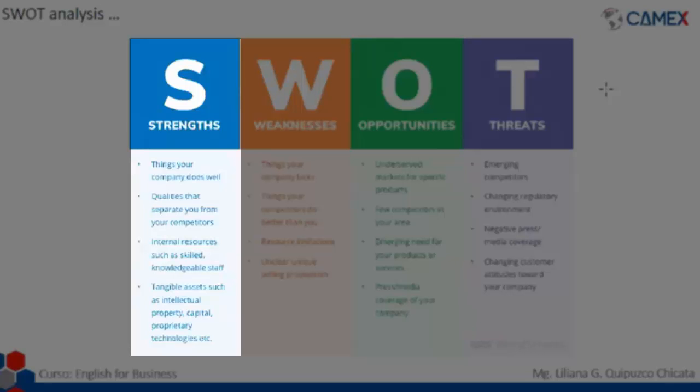So in the same example of the restaurant, a strength would be if we have a playground in our restaurant. Okay? Those would be kind of examples of what we can put on the strength factor.